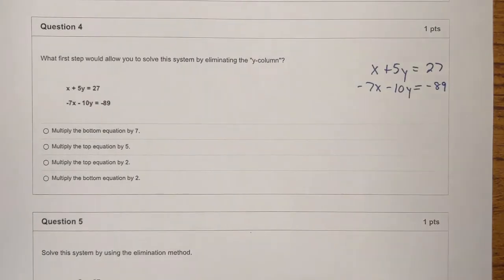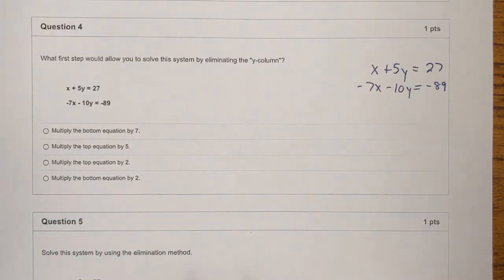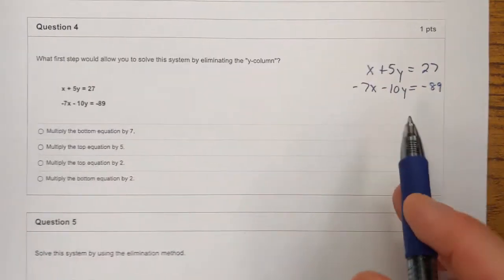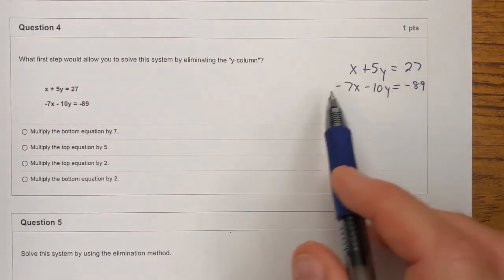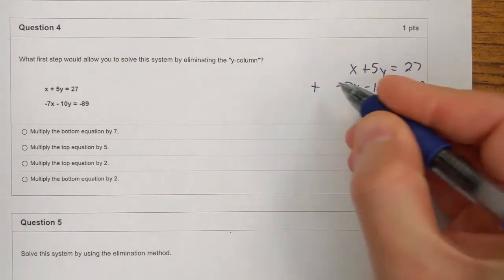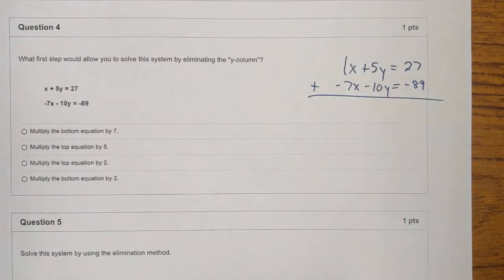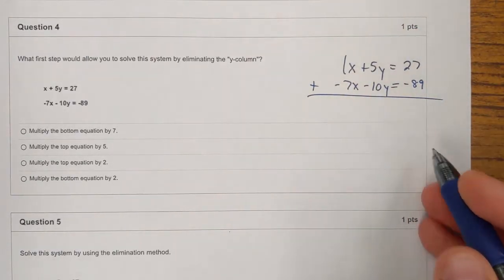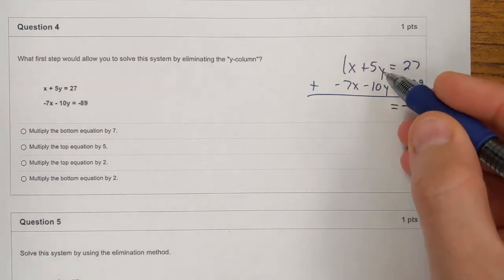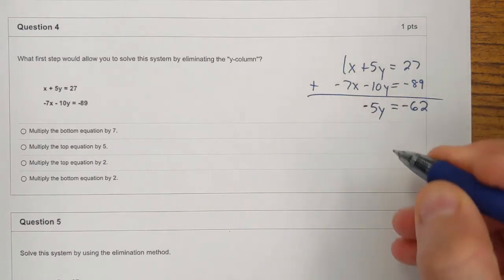So this technique is all fine and wonderful if you have a column of opposites already and both your lines are in standard form. But what if you don't have opposites? Let's look at question number 4. Here in question number 4, we don't have any opposites. If we were to try to add question 4 together the way it's written right now, let me put a 1 here for the x, we would do 5y plus negative 10y, which is negative 5y.